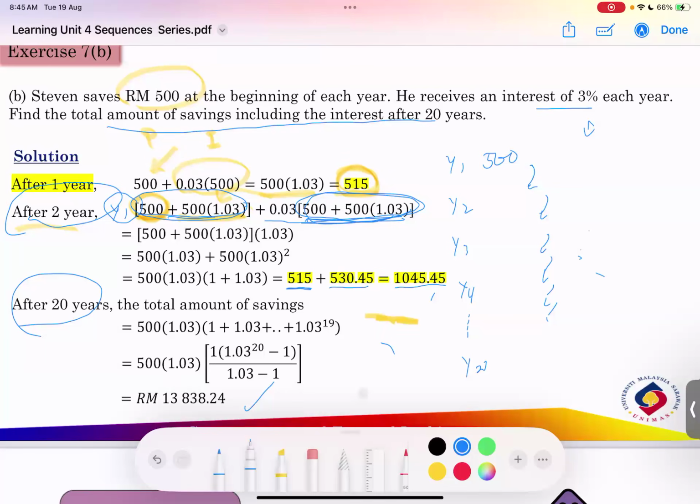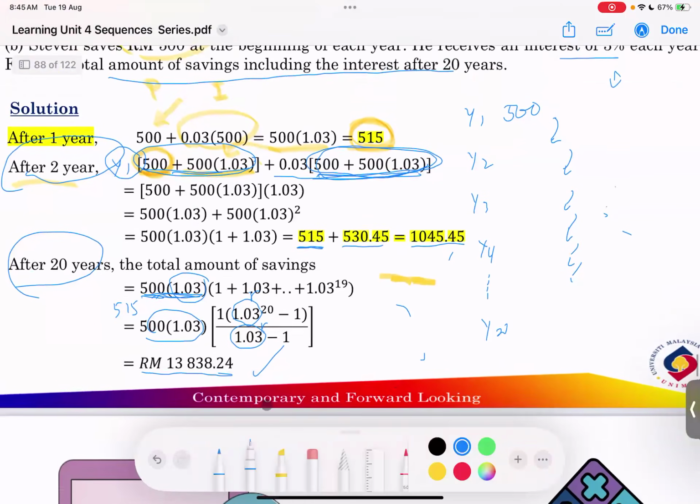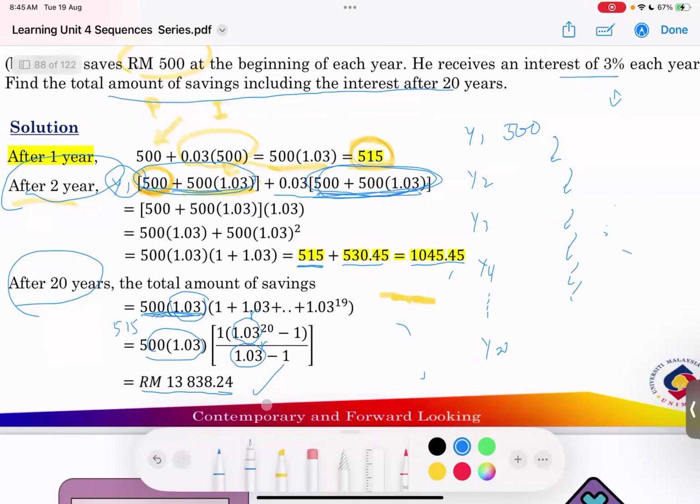So let me explain further on this formula. This one is the principal. This one is the R, the ratio, the first year money. So actually this one represents 515. And then this one is 1.03 to the power of 20 minus 1. This one is your R. R is at the front because your R is more than 1. So total up after you key in the calculator, you will get this answer: 13838.24. Okay, so this is the question for 4.4.